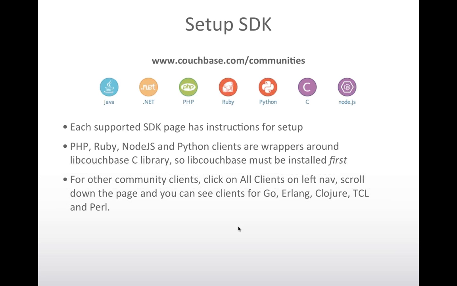In the case of PHP, Ruby, and Node, we just use a wrapper on top of the C library. That way, you can deal with the same efficiency that you have in any other language. So Java, .NET, and C are the native SDKs, and we have wrappers for other languages.